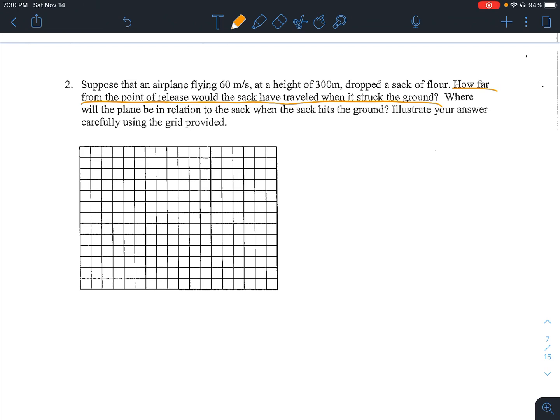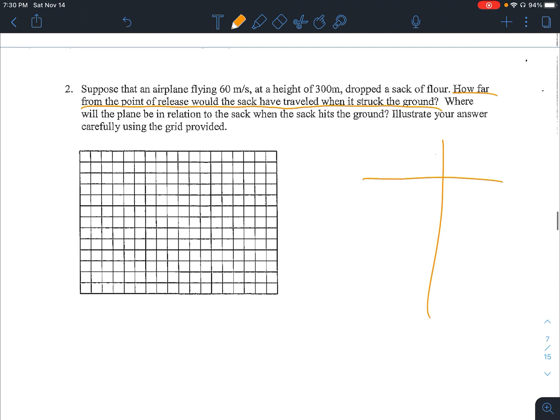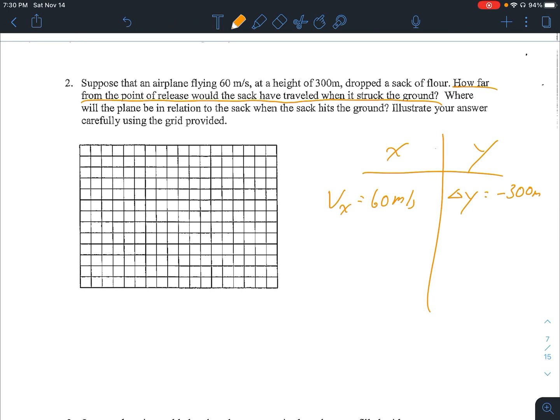So let's go through and solve this problem. The plane's flying 60 meters per second horizontally at a height of 300, so it's going to move downwards 300 meters when the flour is dropped. How far is it going to go? So again, you should start to see that there is a trend here.